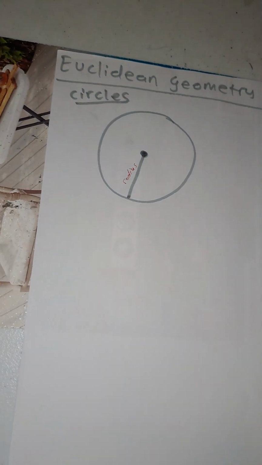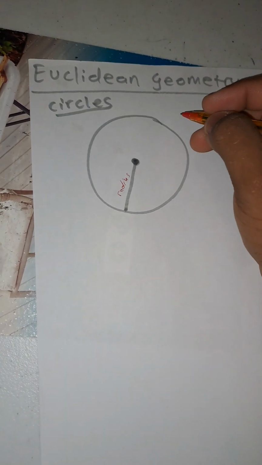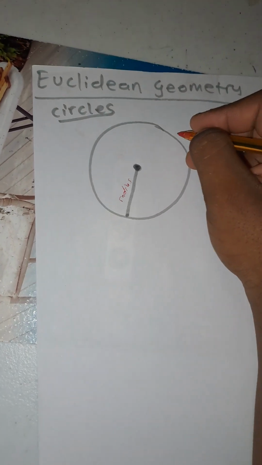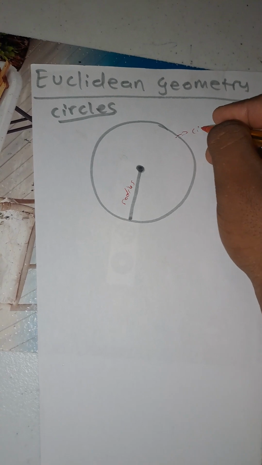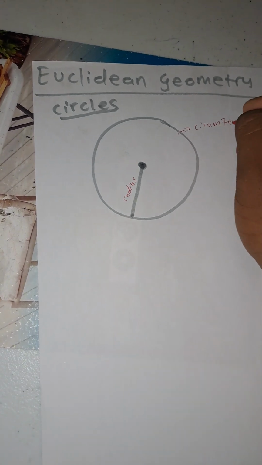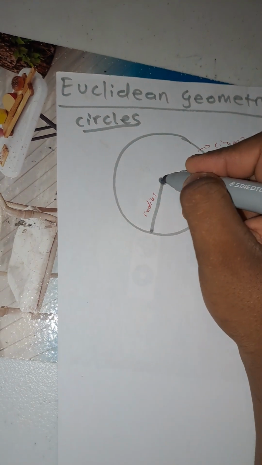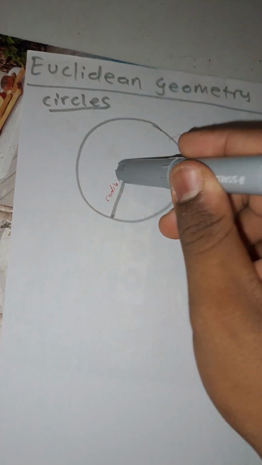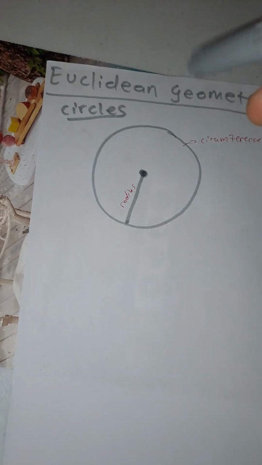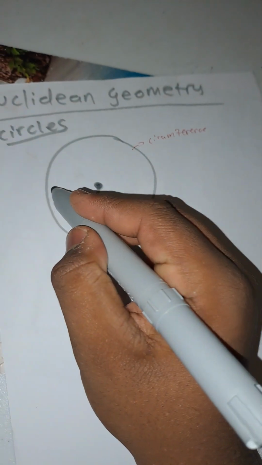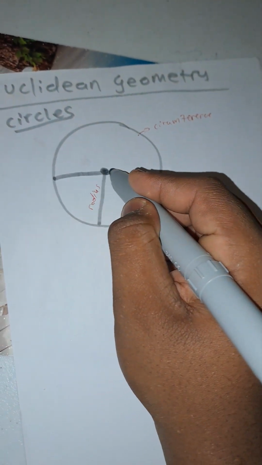Okay, I need to know what this one is. What is your circumference? So this one is the circumference. Even if it is here or there, any line from the center to the circumference is a radius. If my radius from here to there is 5, even from here to there, it is 5.